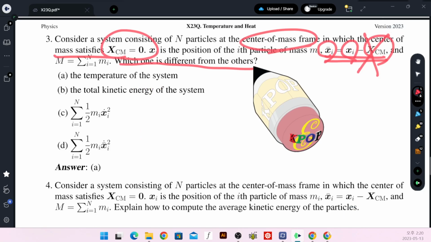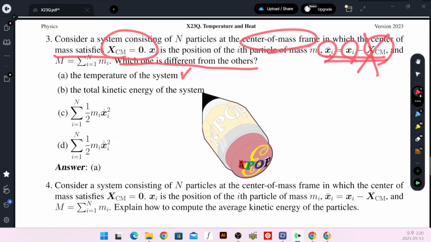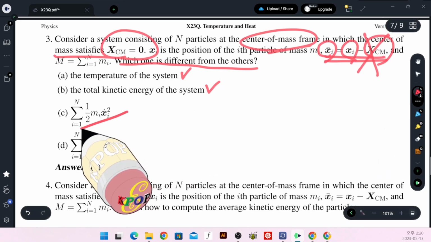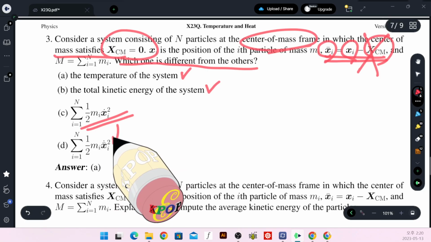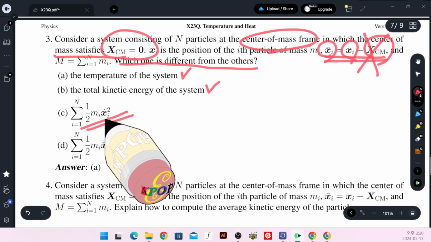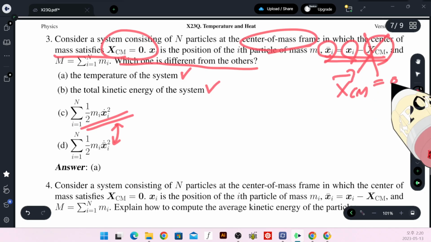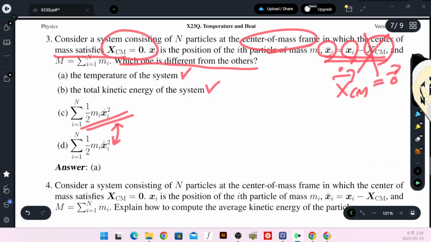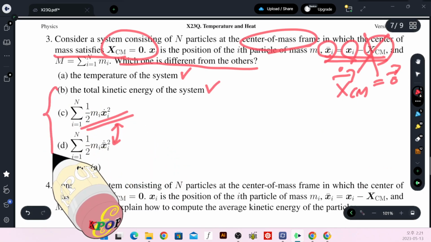The total kinetic energy of the system is well defined. The total kinetic energy of the system is defined like that. By the way, they look different. However, because we have chosen the system where xcm is 0, its velocity is also 0. So they are identical to each other and they are all the same.